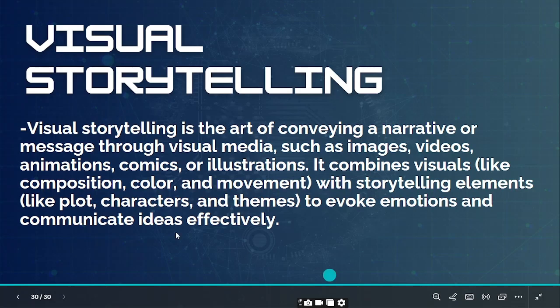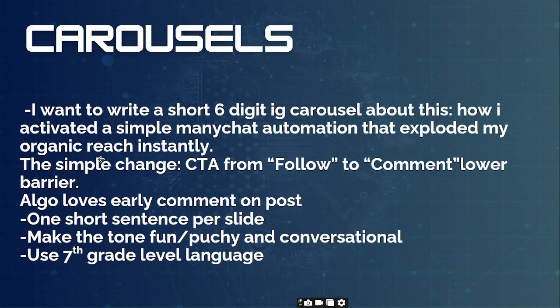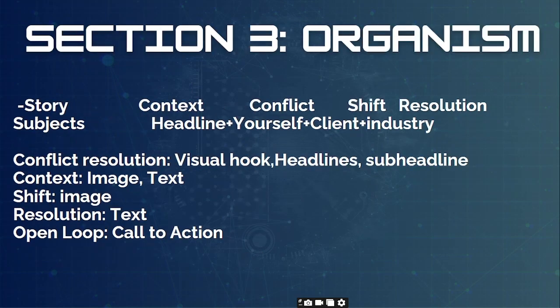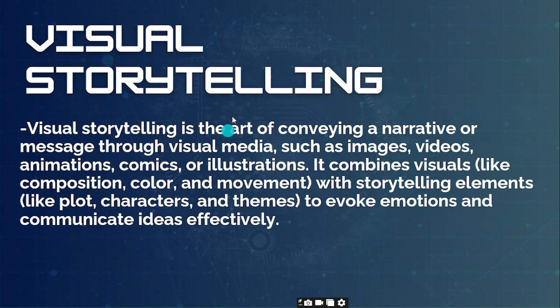So, we just saw some of the organisms section. We just saw a lot of content types like carousels, headings, and images. And now it's time to see visual storytelling. So, basically, what is visual storytelling?